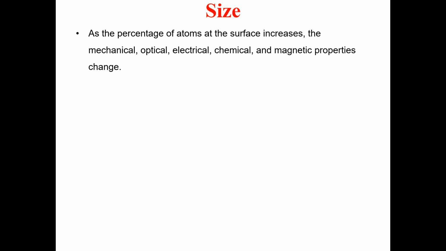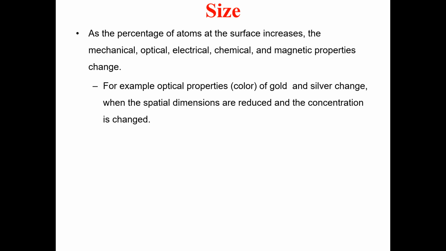As the percentage of atoms at the surface increases, the mechanical, optical, electrical, chemical, and magnetic properties also change. Once we are at the nanoscale, below 100 nanometers, all these properties change dramatically from their bulk counterparts.